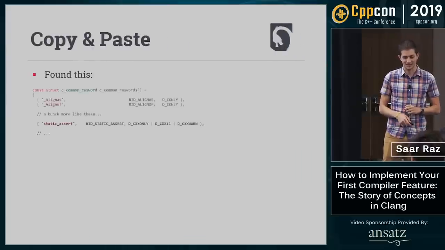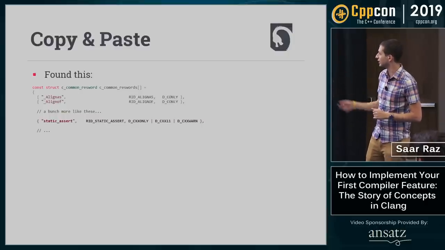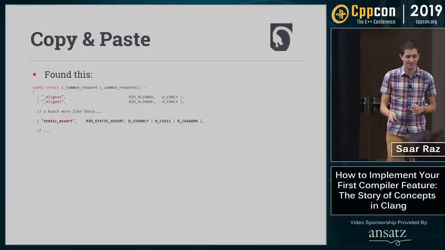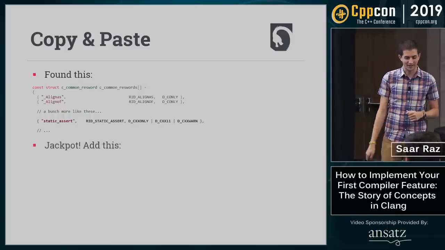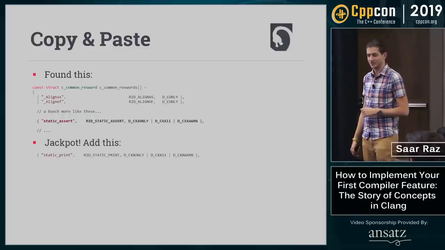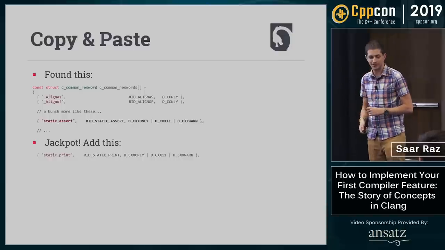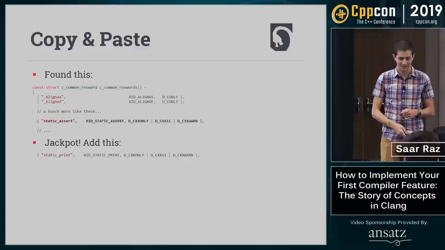I found this list, an array of structs. And I saw all the C++ keywords over there. One of them was static assert, and it had a bunch of other things in there. I just duplicated this line and renamed it to static print. There was RID static assert, and we renamed it to RID static print. There were a bunch of other flags in there. They seemed OK, so I kept them.